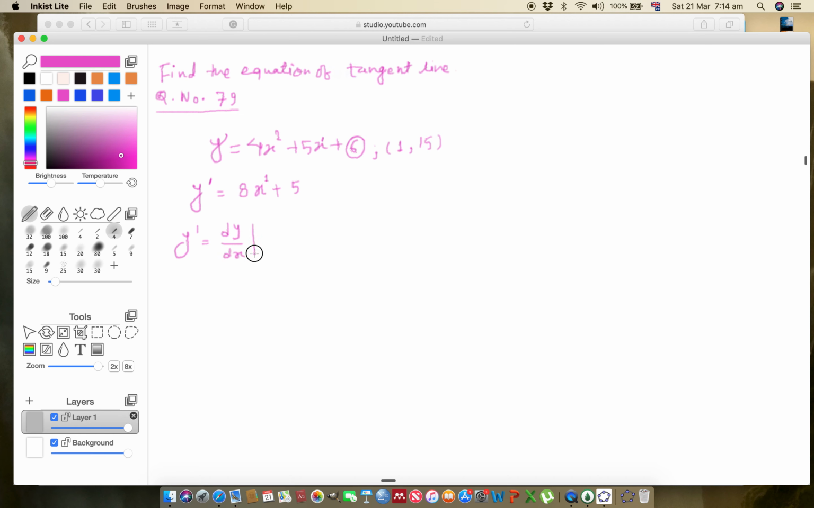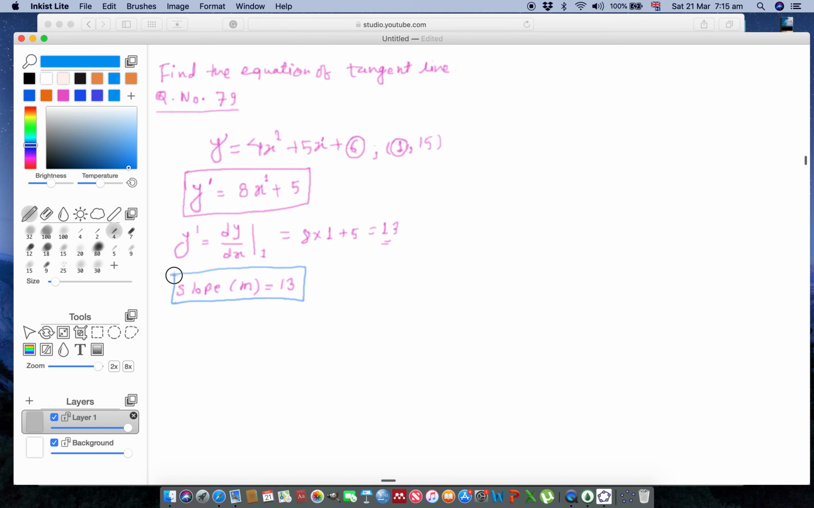Now we have to test the value of this first derivative at the point x equals 1, because the indicated point on the curve is (1, 15). Putting in 1, the value of y prime is 8 times 1 plus 5, which is equal to 13. What does the value 13 mean? It means the slope of this curve, symbolically represented by m, is equal to 13. The slope of this line is 13.